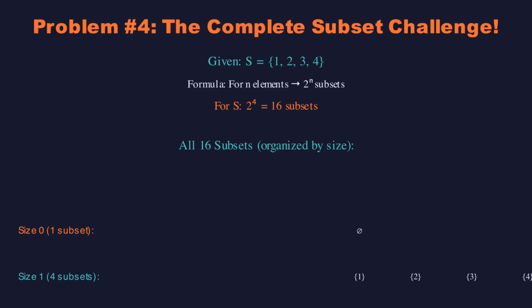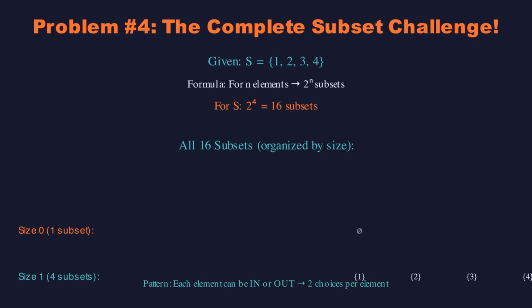Let's organize them by size. Size 0, only the empty set. Size 1, the 4 sets with 1 element each. Size 2, the 6 sets with 2 elements. Size 3, the 4 sets with 3 elements. Size 4, the full set.